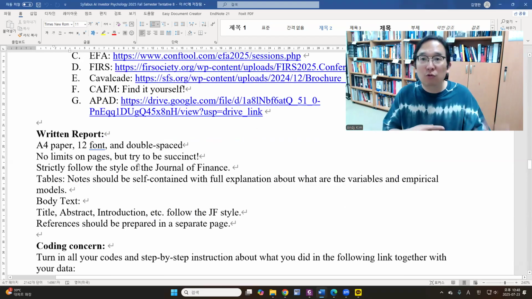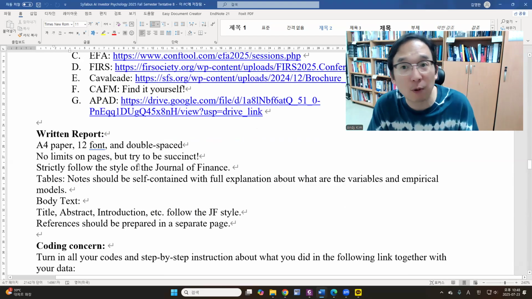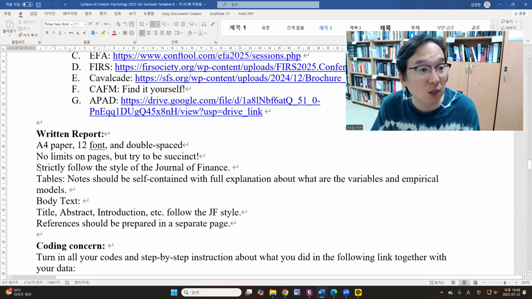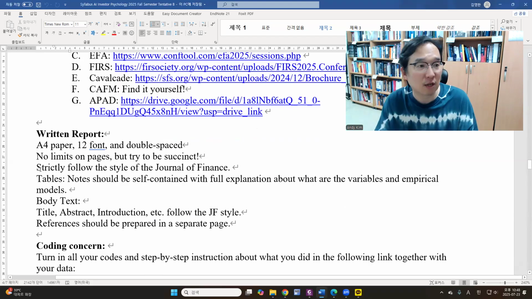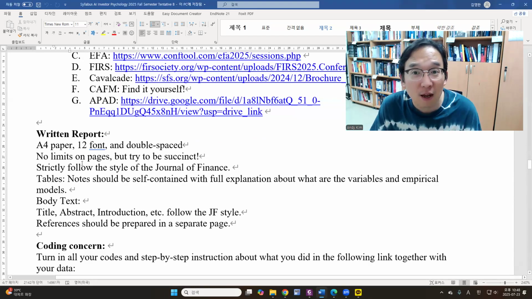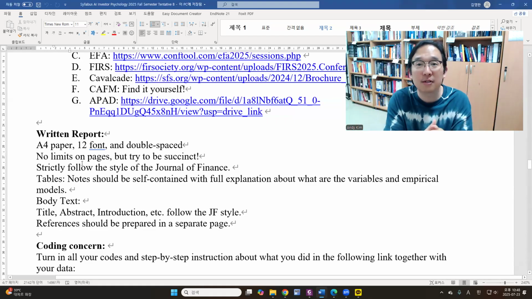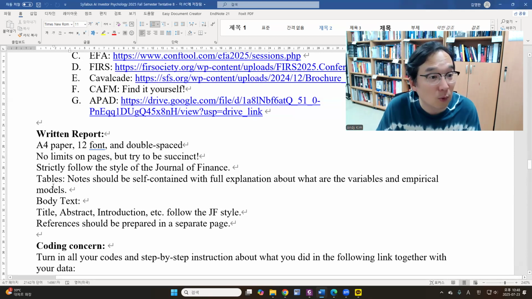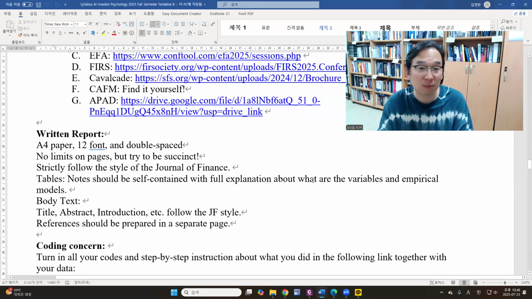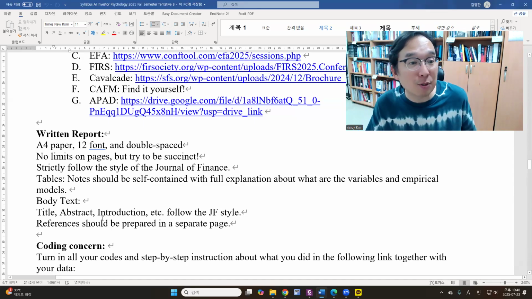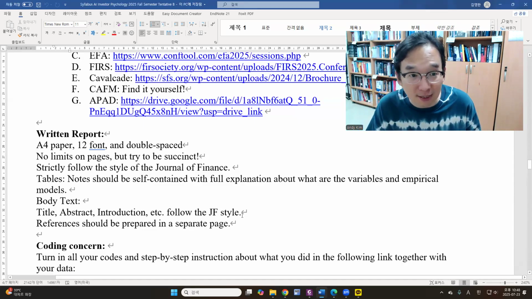Written report: you want to back up your argument with some written report when you talk to me. So A4 sized papers, 12 font and double spaced, and no limits on pages, but try to be succinct. Strictly follow the style of the Journal of Finance when you write, and then tables, and then presenting those things. Grab a Journal of Finance paper and see how it goes. Tables, notes, it should be self-contained with full explanation about what the variables and empirical models are, body text, title, abstract, and introduction, etc. Follow JF style over there.